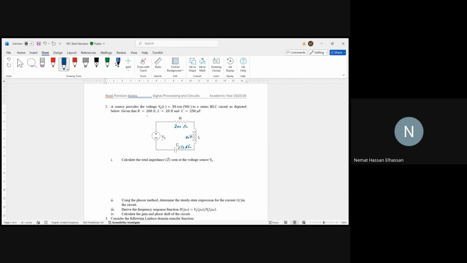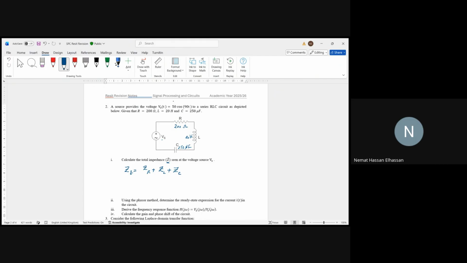So the total impedance phasor, which means we need it in the form of a magnitude and an angle. As usual, this is easy and simple: these are connected in series, therefore their total impedance is equal to the addition of each individual impedance, ZR plus ZL plus ZC. So keeping that in mind, let's evaluate each and every impedance.